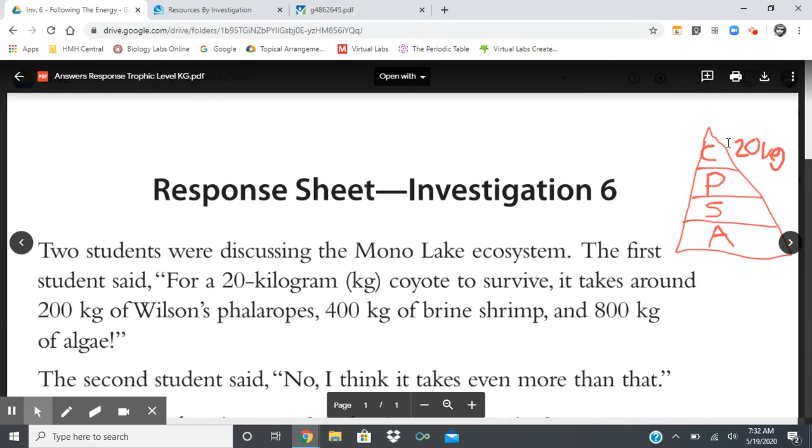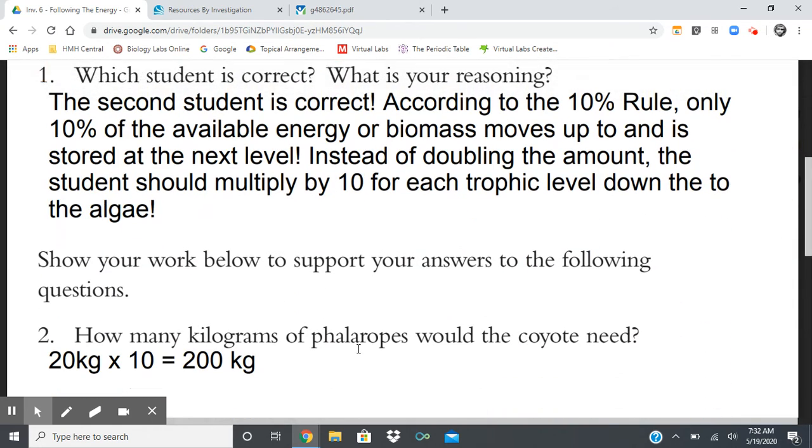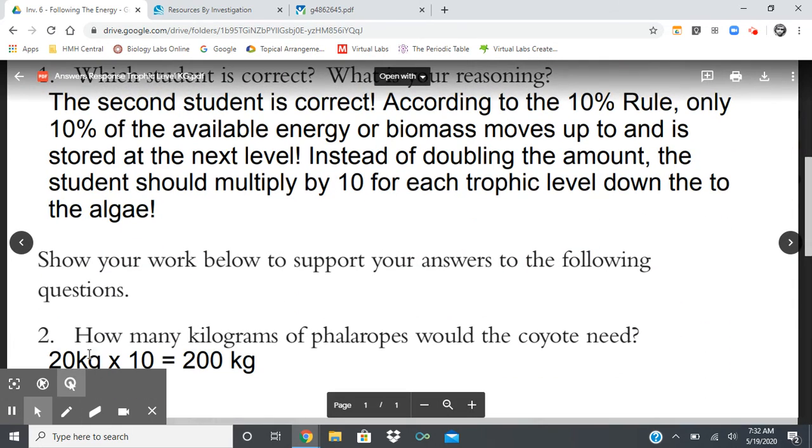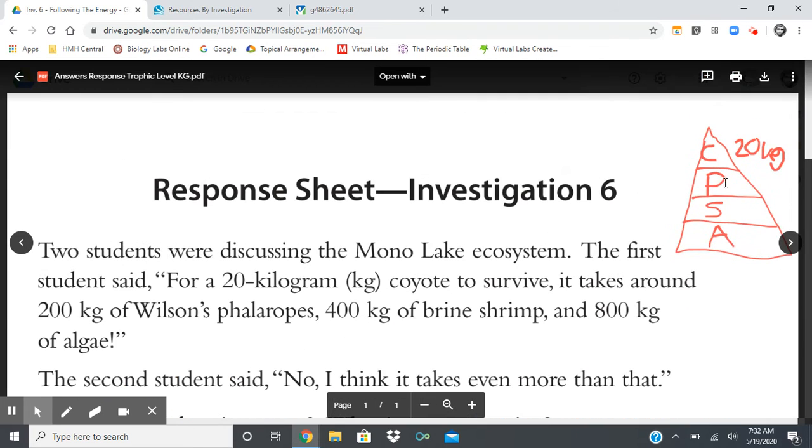So what we want to do here is figure out how much food biomass the coyote would need to survive, that 20 kilogram coyote. We'd have to multiply that times 10. So 20 times 10, we're going to see how many kilograms of phalaropes. 20 kilogram coyote times 10, it's going to take 200 kilograms of those birds. So that first student was right in the first part right here. So this would actually be 200. But now we've got to keep going.